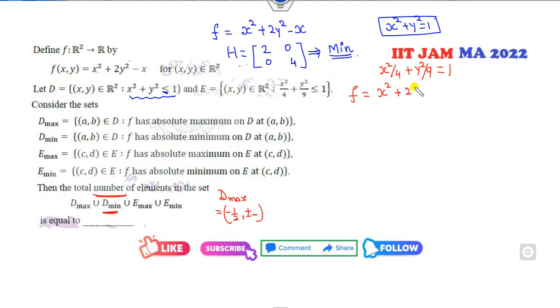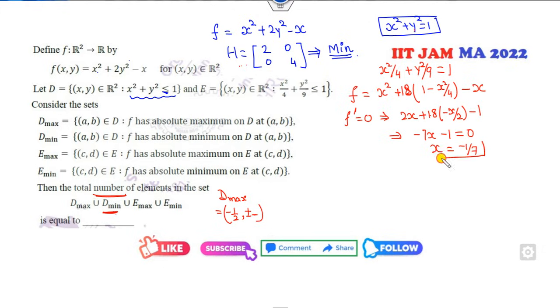I can substitute the value of y square. So it's 1 minus x square over 4 into 9, so 9 to 18 minus x. So I can take the first derivative to be 0. It is my 2x plus 18 minus x over 2 minus 1. So it is my 9. So 7x minus 1 is 0, so x will be minus 1 over 7.